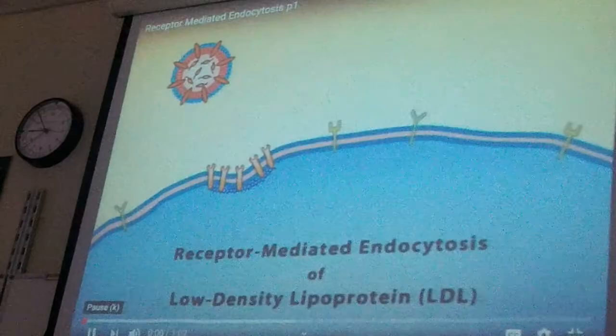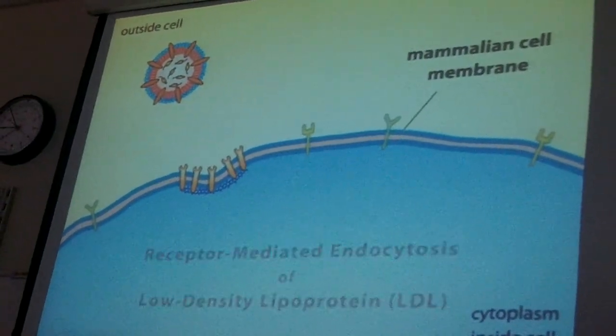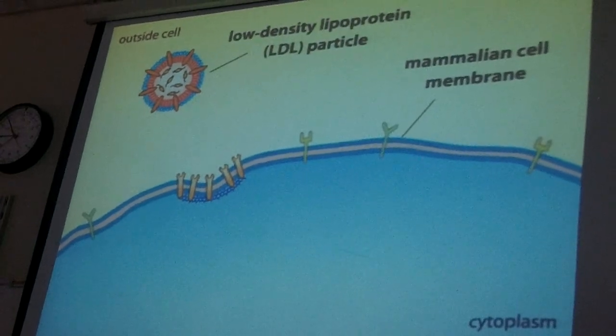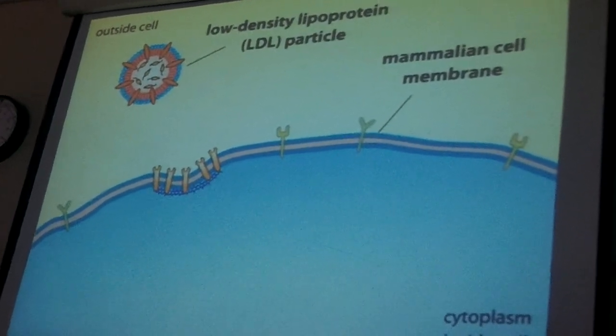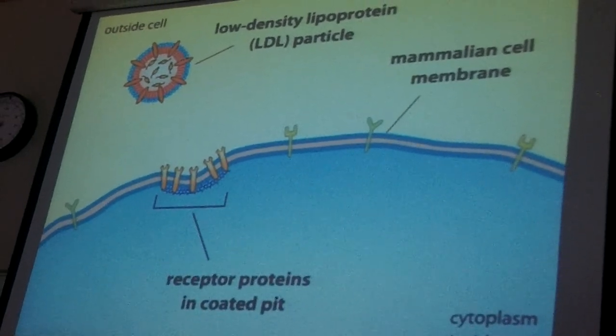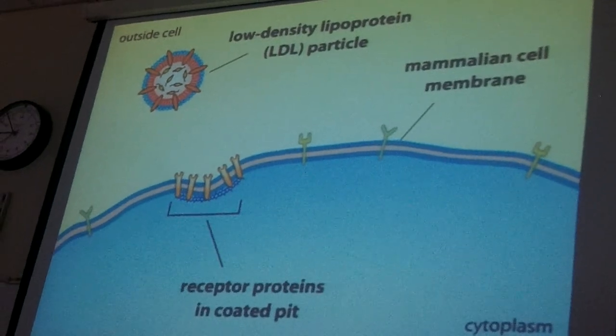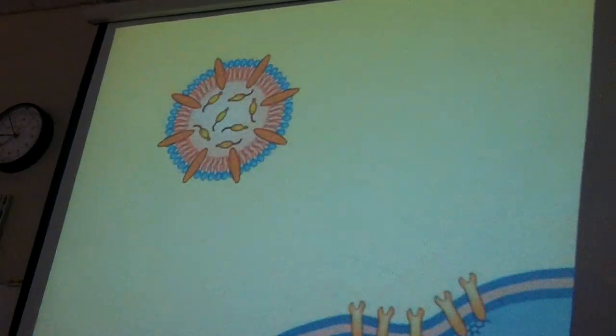In this example of receptor-mediated endocytosis, a cell takes in a particle of protein, or LDL, from the outside. To do this, the cell uses receptors that specifically recognize and bind to the LDL particle. The receptors are clustered together.